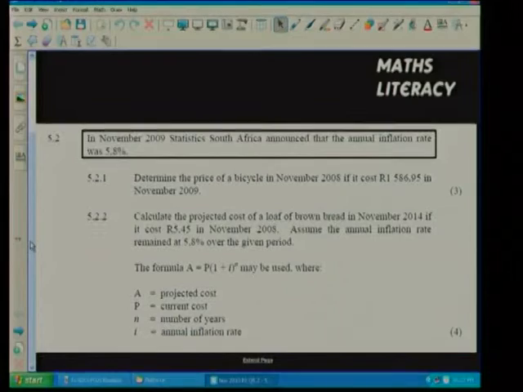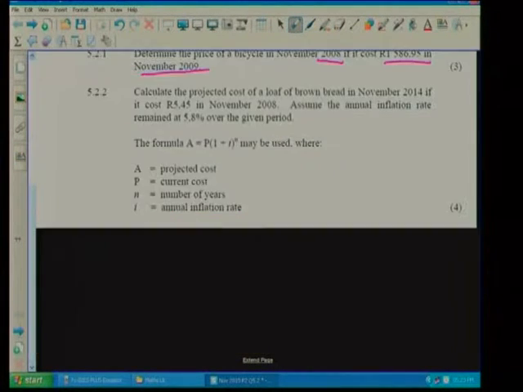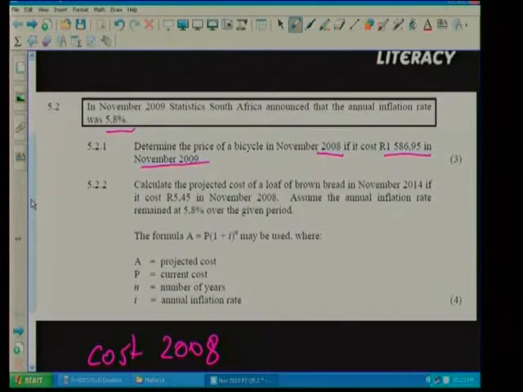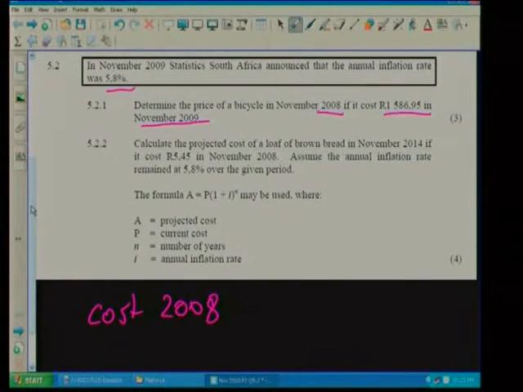We've got a question from Glory, so let's see what the question is. In November 2009, Statistics South Africa announced that the annual inflation rate was 5.8%. Then they want us to determine the price of a bicycle in November 2008 if it cost that amount in November 2009. I'm going to work quite quickly through this. What we have is the cost in 2008, and we're going to be using a percentage. From 2008, my price went up by 5.8%.